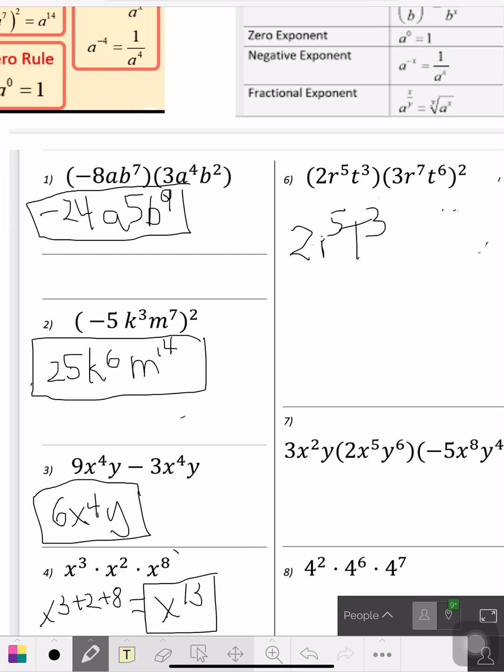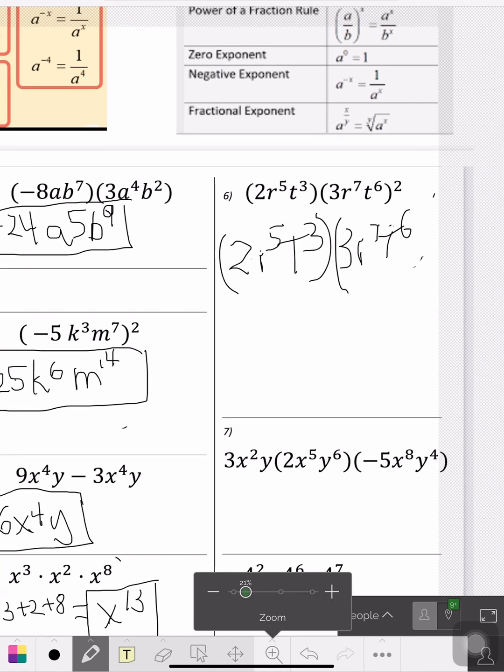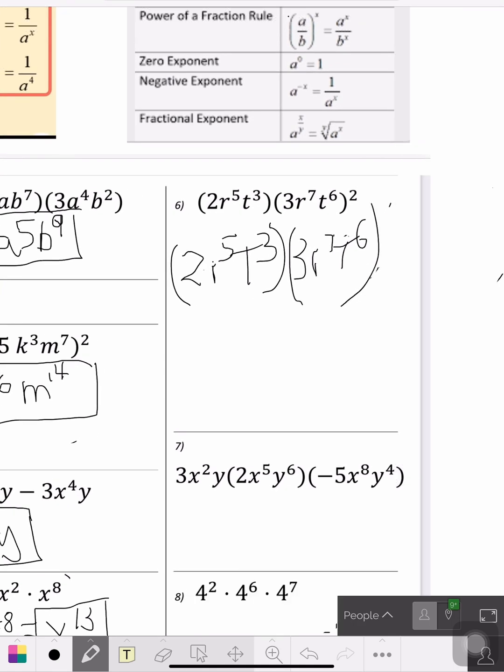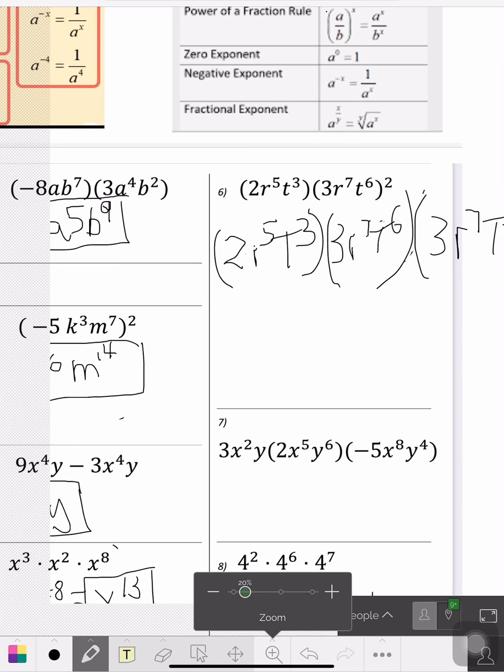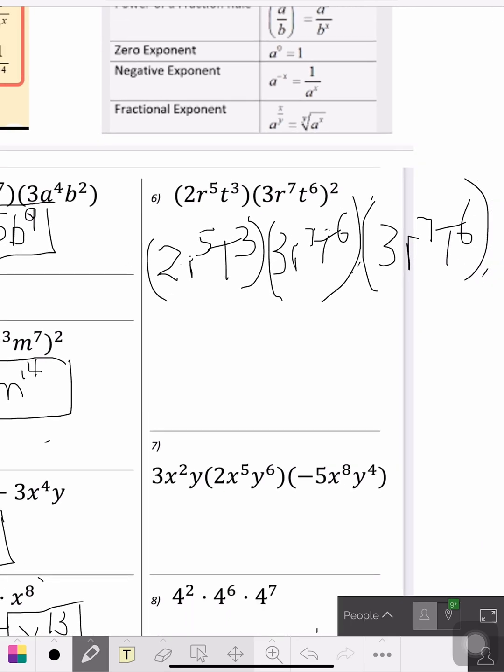brackets. Now we got 3r to the 7th, t to the 6th. I'm going to move it over a little bit, and the brackets, and let's rewrite this again. 3r to the 7th, t to the 6th, and the brackets. See, that's the same way, because what you got to do is just write it. So just rewrite it again. So let's do 2 times 3 times 3, which is 18.